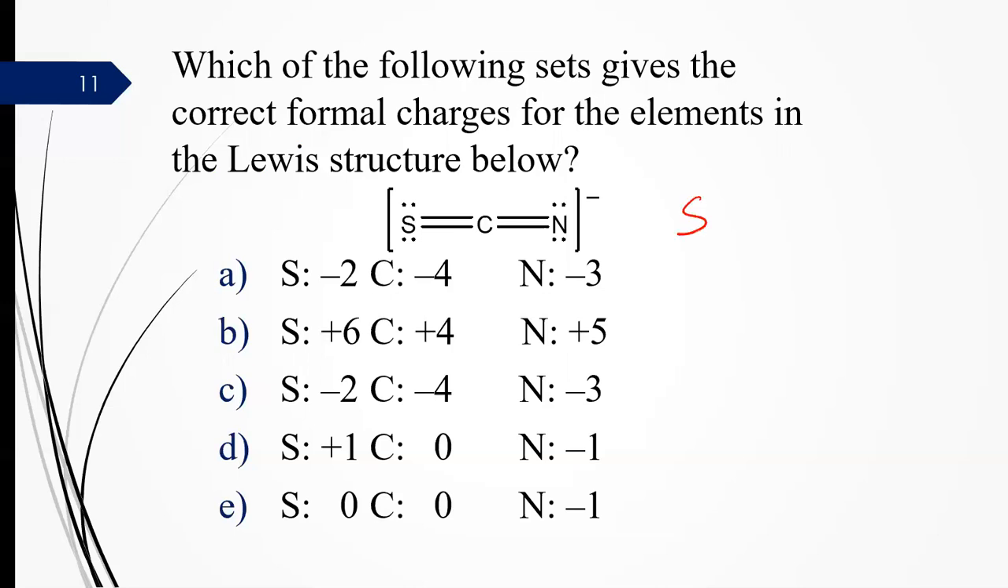So I'm looking at sulfur. Sulfur should have 6 valence electrons. It's got 4 unbonded electrons and half of 4 bonded electrons. So that gives us sulfur 6 minus 4 minus 2. So that gives it a 0.